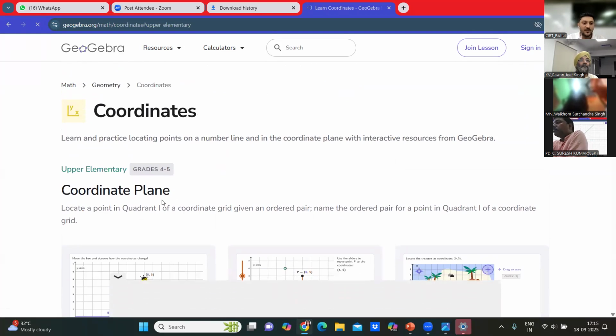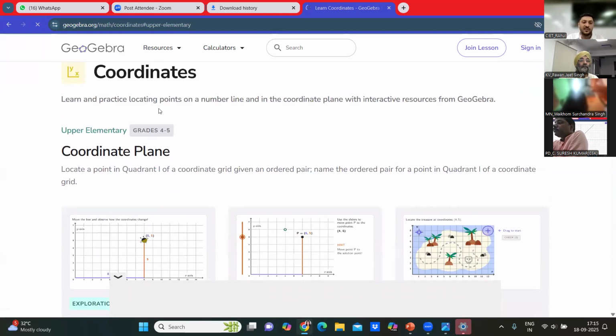coordinates, learn and practice locating points on a number line. This is very useful for primary students.